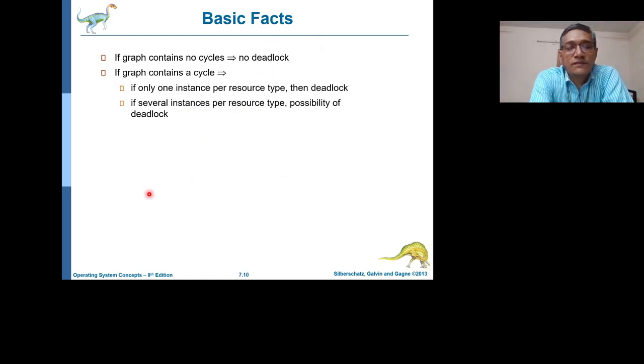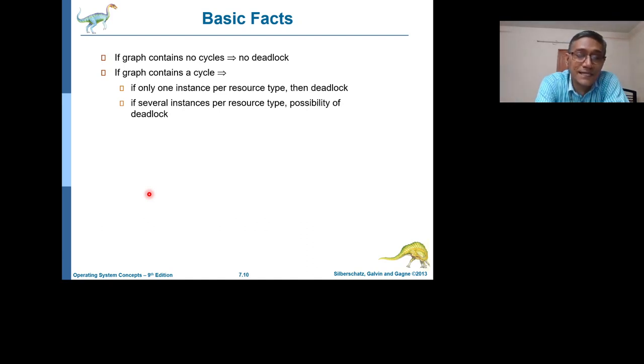So there are basic facts we need to understand here. If the graph contains no cycles, there is no deadlock. If a graph contains a cycle and only one instance per resource type is available, then there is definitely a deadlock. If several instances per resource type are there, there is a possibility of deadlock: deadlock may occur, but might not occur. If there is no cycle, definitely there is no deadlock.